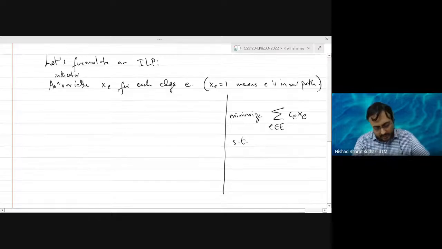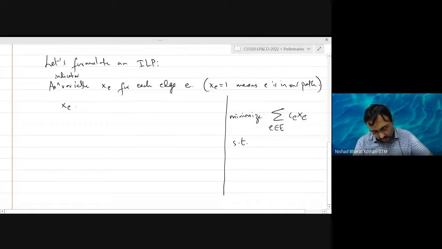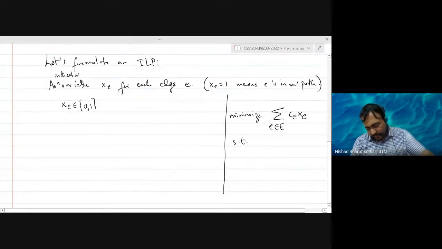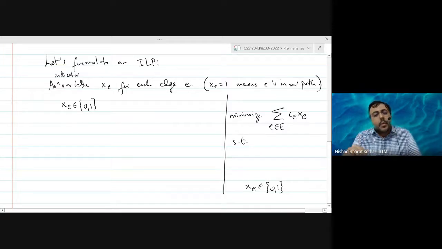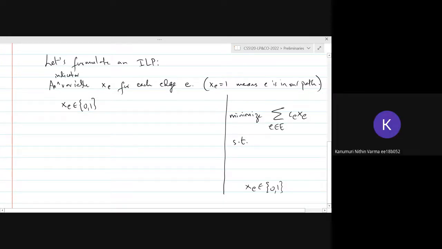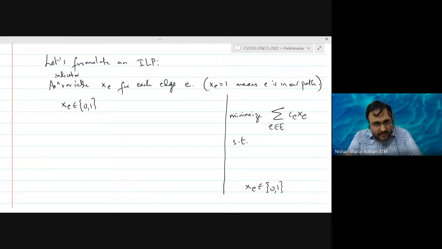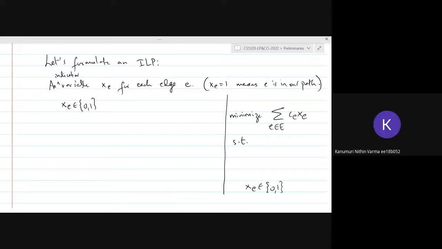Clearly, because this is an indicator variable, we want it to be 0 or 1. So let me just put this down here first: X_E is 0 or 1. Let's focus on the more important parts. What should we choose next? What should our other constraint be? The number of edges incident on S and T should be 1, and for every other vertex it should be either 0 or 2.